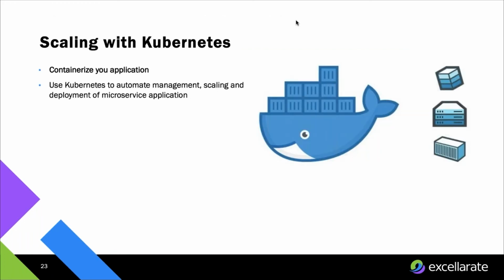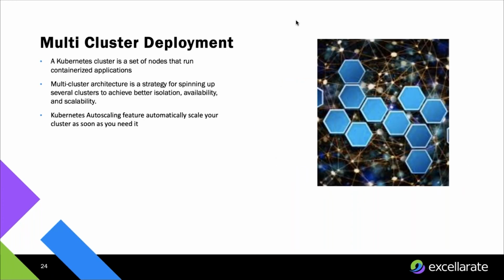So scaling with Kubernetes, right? Containerize your application, and use Kubernetes to automate the management, scaling, and deployment of microservice applications. So this is one of the main advantages where you can really automate the overall management, and based on the on-demand scaling need, it helps in scaling your Kubernetes cluster. A Kubernetes cluster is a set of nodes that run containerized applications, right?